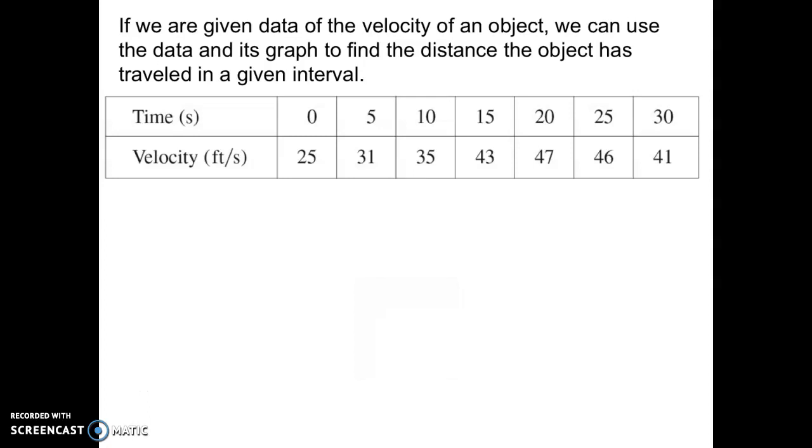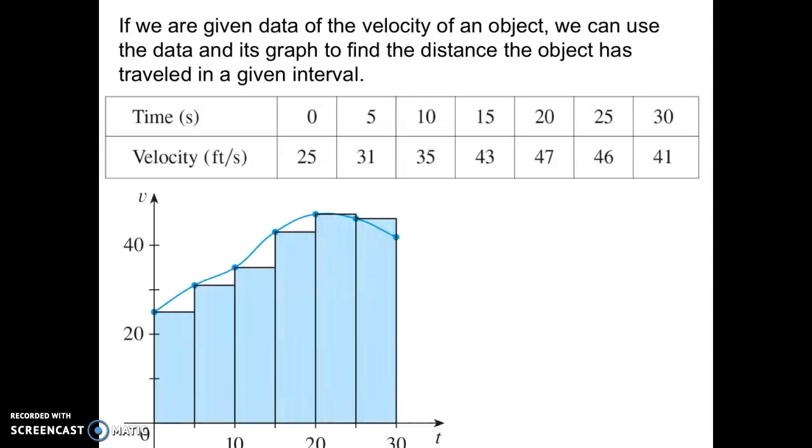We're in section 5.1 on areas and area underneath the curve. We were talking about rectangular approximation methods, and here we're talking about, given the data of the velocity of an object, we can use the data to find the approximate distance that the object has traveled, or the accumulated amount of change in the distance over this interval, by using the RAM methods.